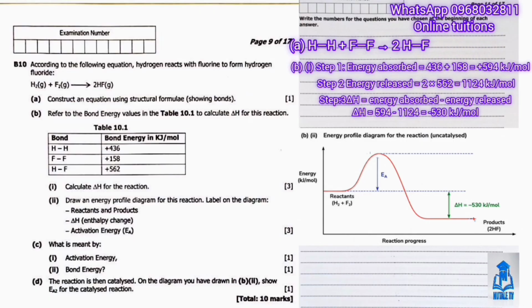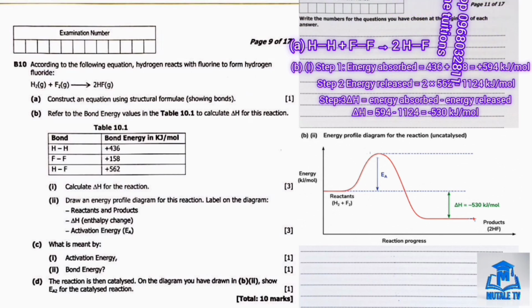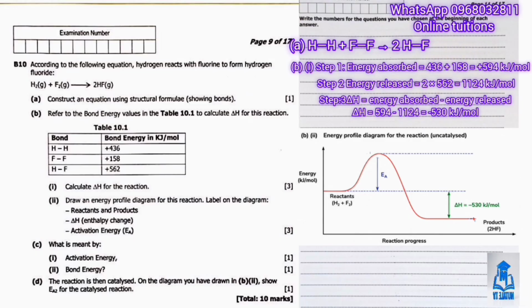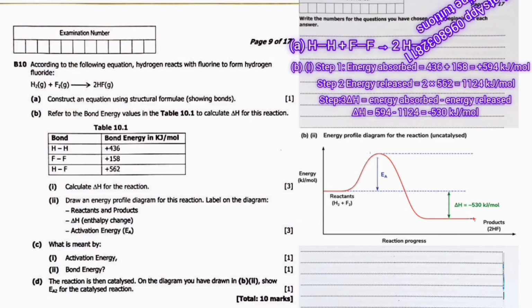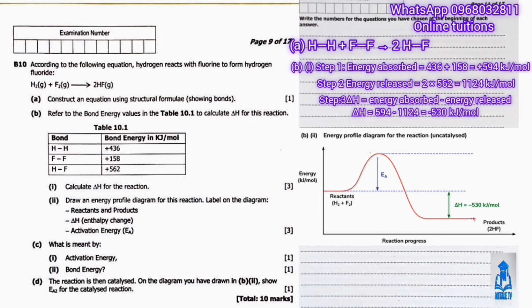So when you're drawing the energy profile diagram for an exothermic reaction, just know that the reactants are always on top, then the products are always at the bottom. Or in other ways, I like calling it the normal one, because we know that the product should always be at the end. So the opposite is true for the endothermic: the products will be on top, the reactants will be at the bottom.